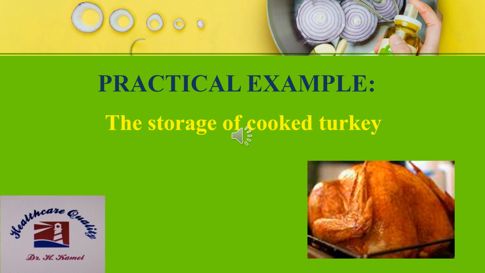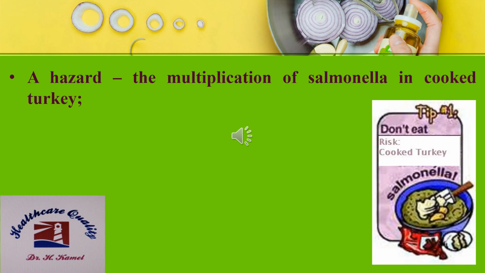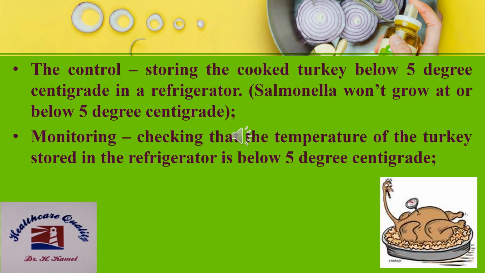Practical examples. The storage of cooked turkey. The hazard, the multiplication of salmonella in cooked turkey. The control, storing the cooked turkey below 5 degrees centigrade in a refrigerator. Monitoring, checking that the temperature of the turkey stored in the refrigerator is below 5 degrees centigrade.